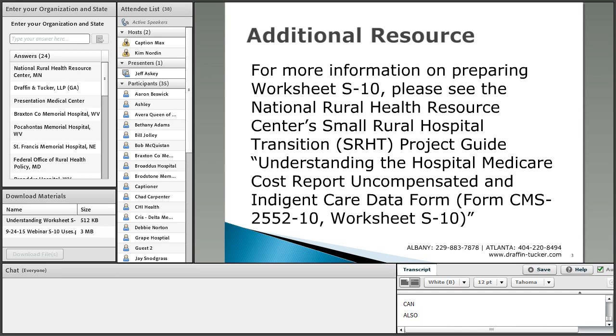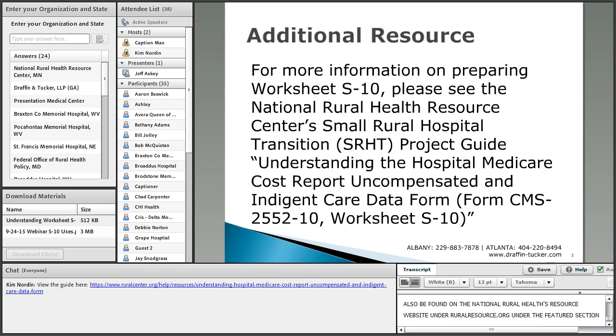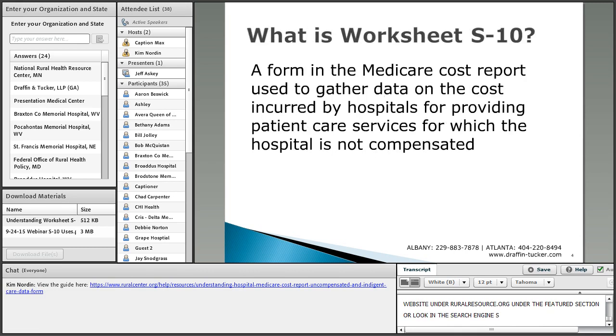Again, I'd like to point out the resource, which I think was included with your email notification when you registered for this webinar. The National Rural Health Resource Center, with the assistance of our office, has put together a Worksheet S-10 guide that you can reference for future purposes to help you in completing the S-10 worksheet when you go to file your cost reports. It can also be found on the National Rural Health Resource Center's website at ruralcenter.org under the featured resource section, or you can look through their search engine for S-10 and pull it up in that manner.